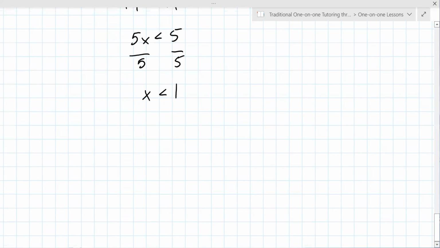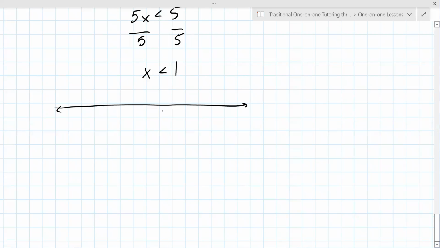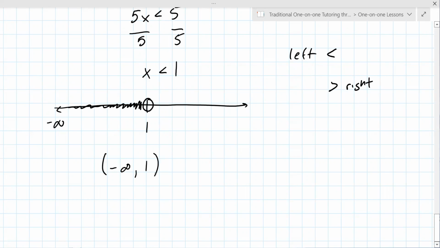So again, on that number line, you just put that value, whatever it is. It's an open circle because it's a less than, and negative infinity means all the numbers to the left. The inequality always tells you that way is left and this way is right. It's pretty straightforward when you've got that down. Minus infinity comma 1. Infinities always get parentheses. Because it's an open circle, it's positive 1, like that.